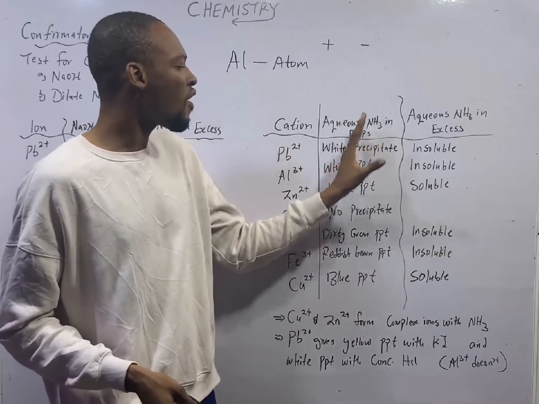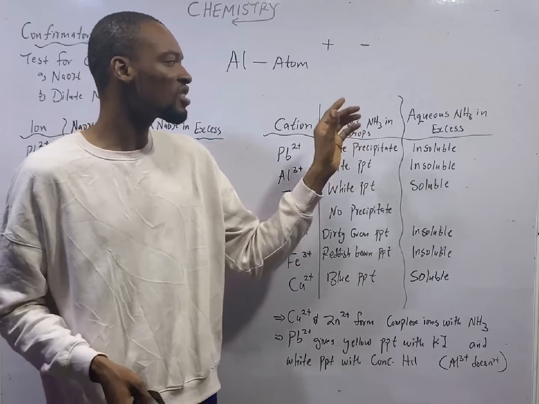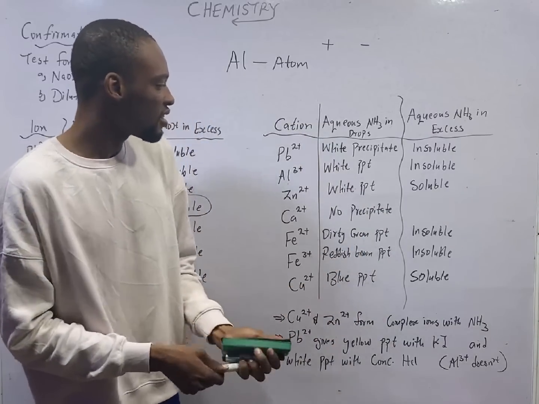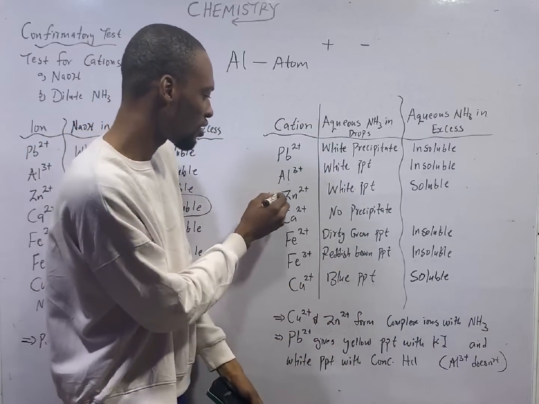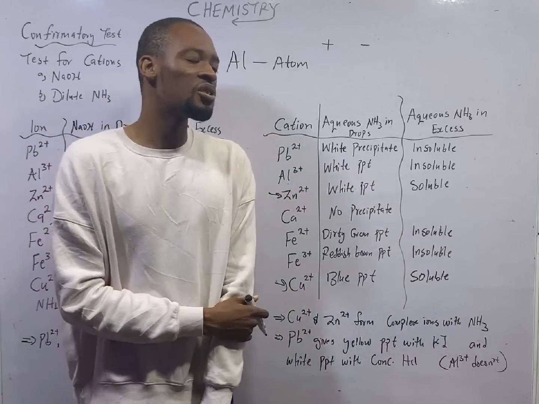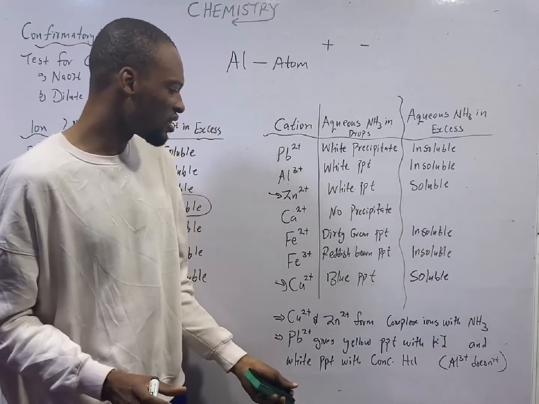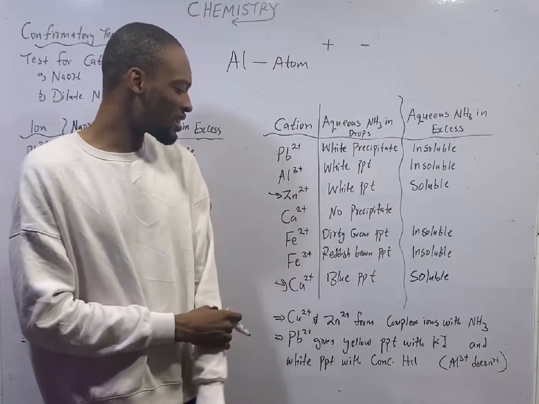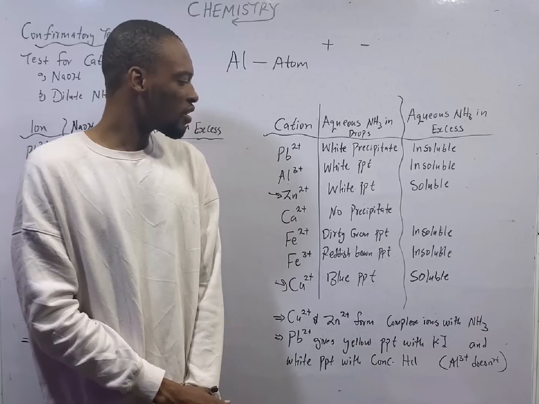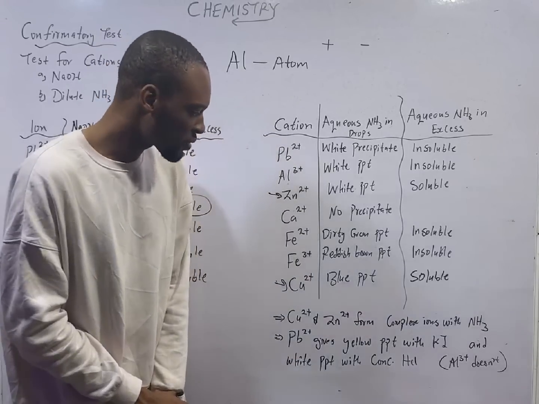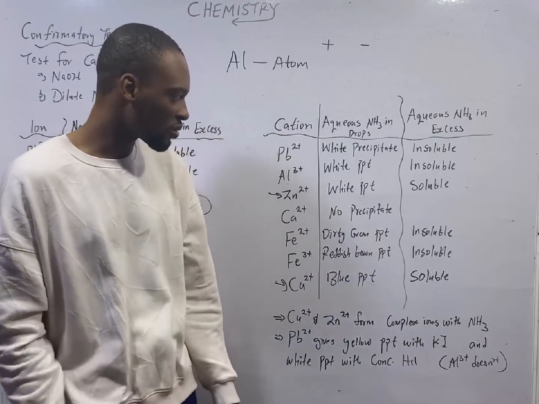In fact, of all the tests with aqueous ammonia in drops and excess, only zinc ion and copper ion are soluble in excess aqueous ammonia. Why? This is because they form complex ions with ammonia. Why are zinc and copper 2+ soluble in excess aqueous ammonia? This is because they form complex ions.